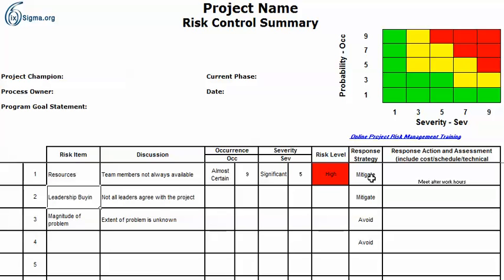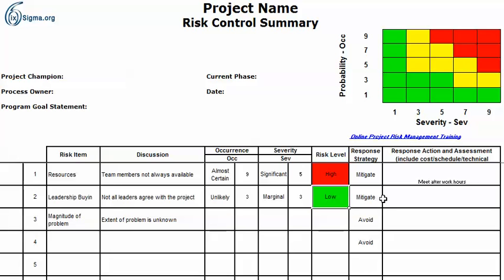For the second item, we've got leadership buy-in, and so the discussion is maybe not all leaders agree with the project or the direction of the project, could be that sort of thing. But maybe it's only one of many leaders in the organization, and so the probability is perhaps low, and the severity is also low, and therefore this particular risk item would be low. So again, 3 and 3. So 3 with 3 gives me sort of a green. So this tells us move forward. Just be aware that there is a potential risk looming for the project.